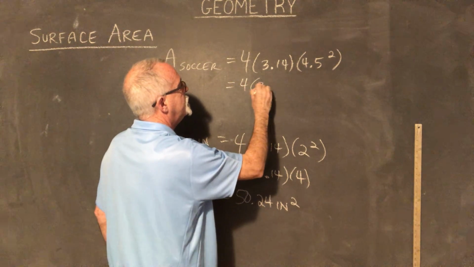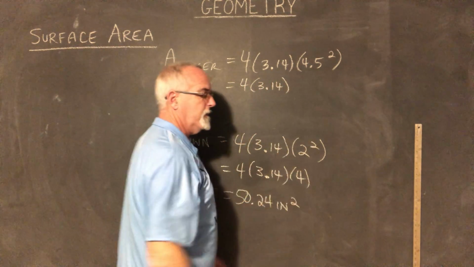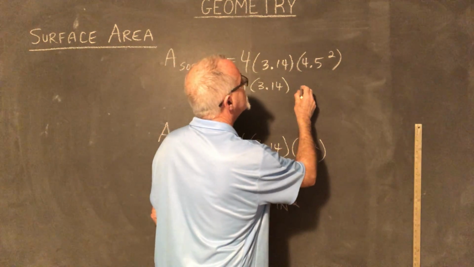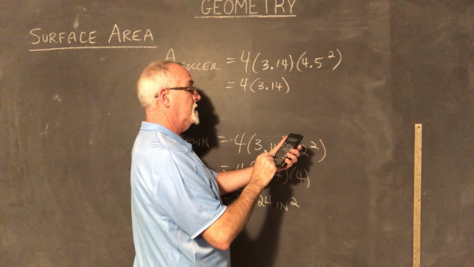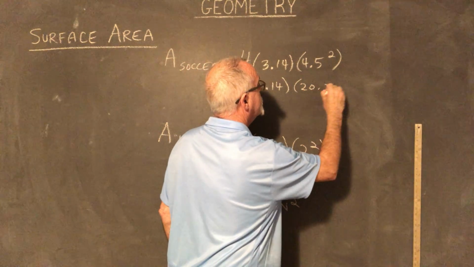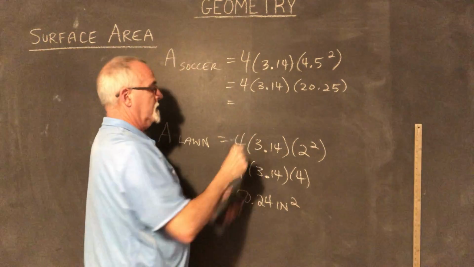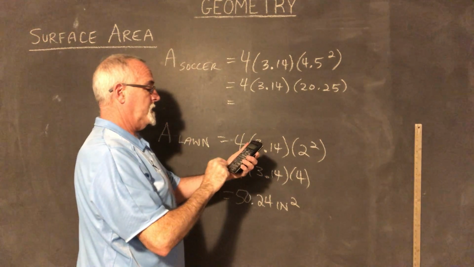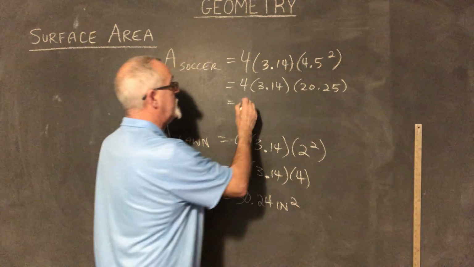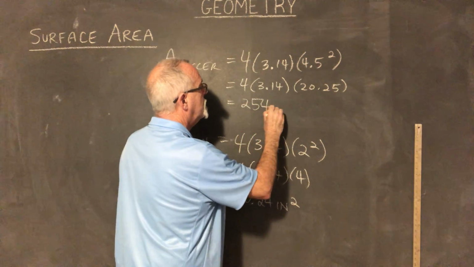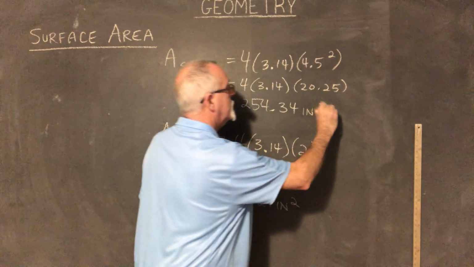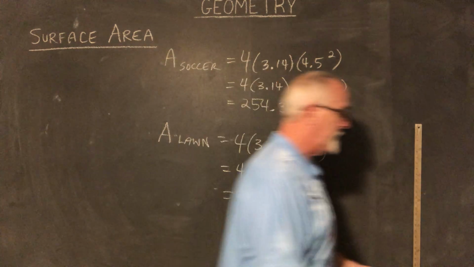Follow order of operations. I'm not multiplying yet. I want to know what 4.5 squared is. And of course it is going to be 20.25, isn't it? But I'm going to make sure. Yes, 20.25 times 4 times pi, 254.34. It gets bigger fast. Square inches.